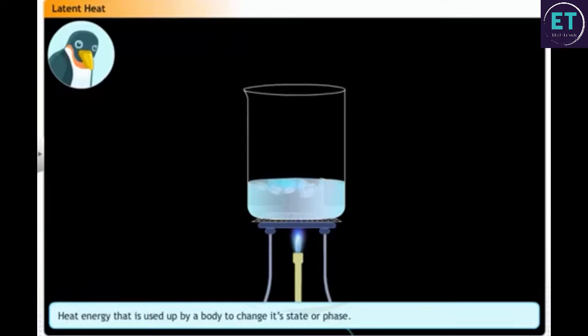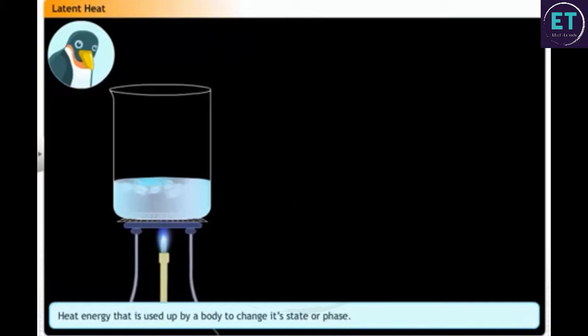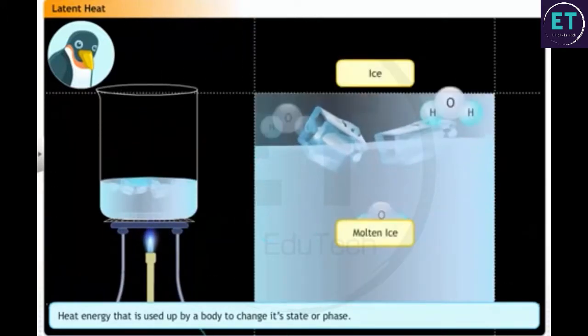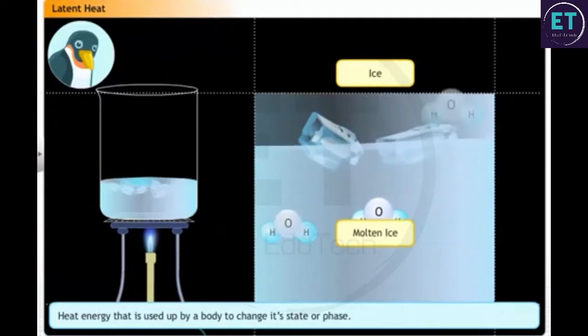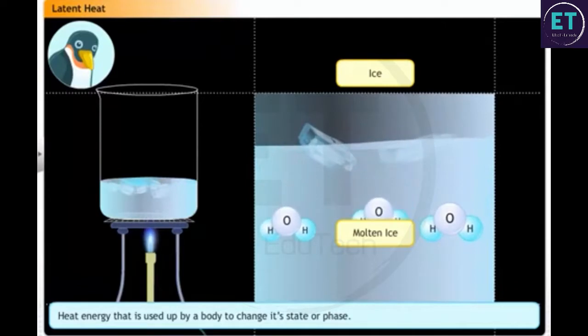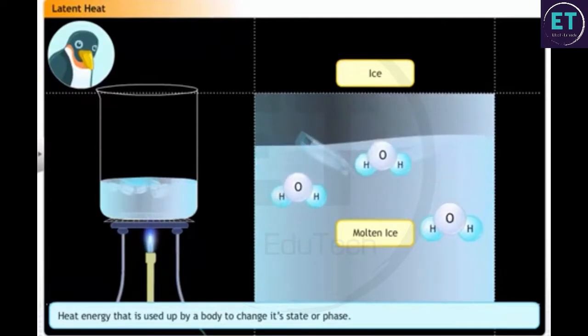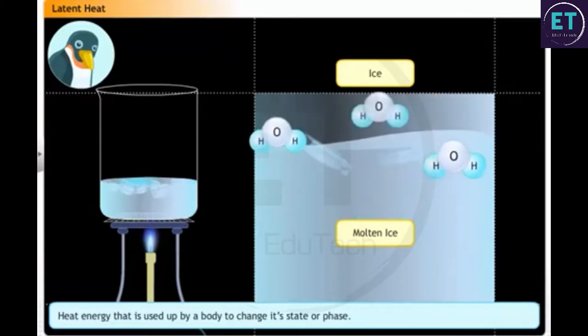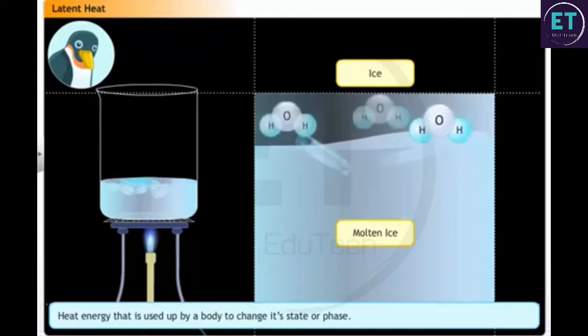In our experiment, the heat is used to increase the kinetic energy of the particles of ice to such an extent that they break away from the rigid lattice structure of the solid form, ice, and move around freely to form the liquid form, water. So, until all the ice has melted, the heat absorbed does not raise the temperature of the ice-water mixture. This heat, which does not raise the temperature of the body, is called latent heat.